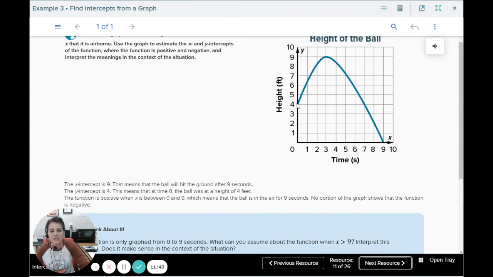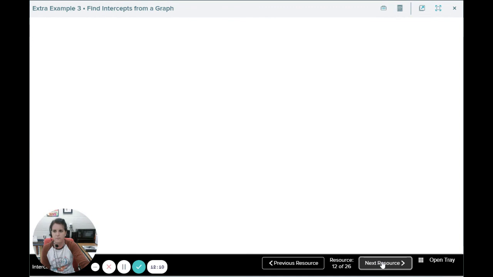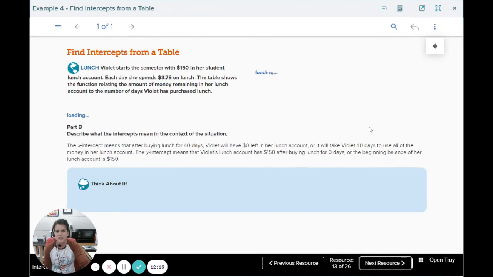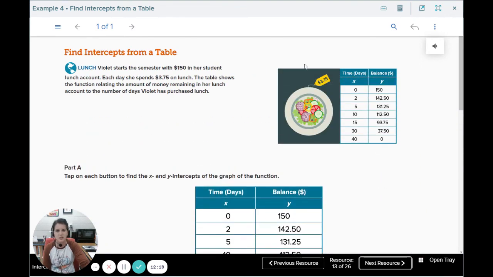The y-intercept is 4, meaning that at time 0, when the ball was first thrown, it was thrown from a height of 4 feet. And of course, our function here is always positive. The ball's not going to go negative feet down into the ground, and we're not going to throw it negative seconds. So the entire function is a positive function because in the real world, it wouldn't make sense to look at the negatives. There are a lot of things where it doesn't make sense to look at the negative. Anytime you're talking about time, it doesn't really make sense to look at negative values.